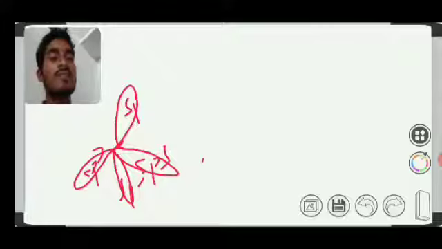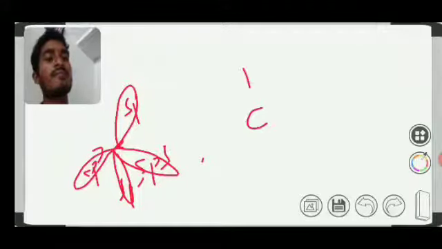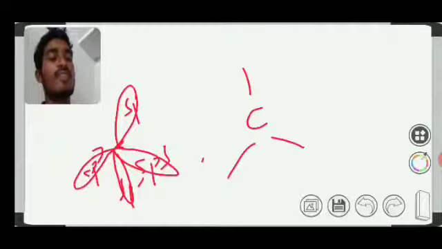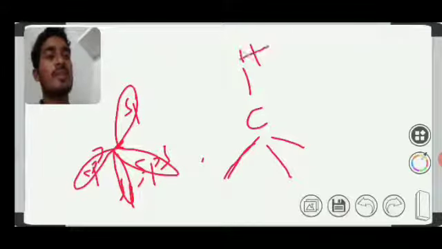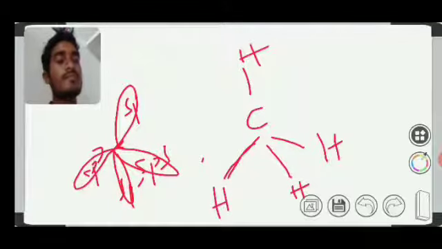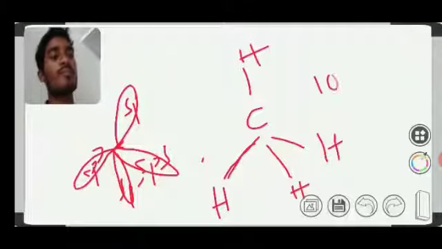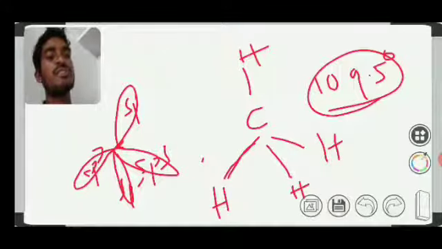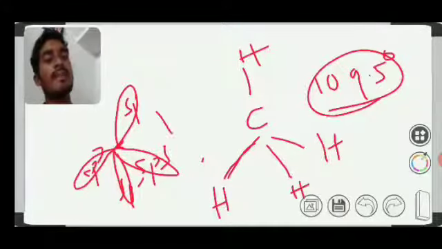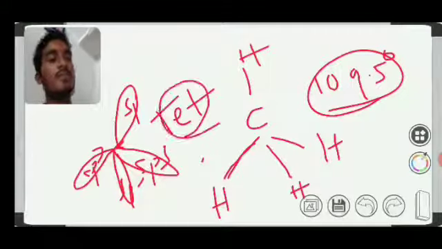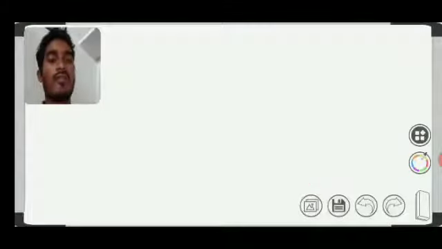Another form: the carbon atom has 4 bonds, 4 valence electrons, tetravalent carbon. It has terminal hydrogens here. The bond angle is 109.5 degrees. The shape is tetrahedral. This is the structure of carbon with sp3 hybridization.